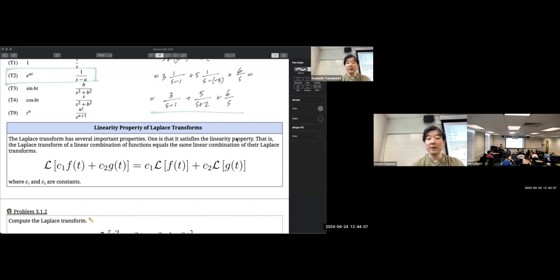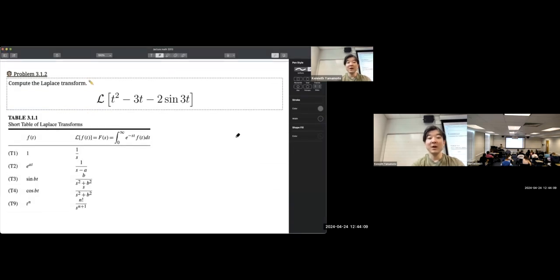Okay. That's fine. So let's do the same thing with this one. This one, again, we're just going to shortcut it. We know due to the linearity of integrals that this is just going to be the Laplace transform of t squared minus, I'm going to pull the 3 out because that would have been a constant in the integration, Laplace transform of t minus 2 times the Laplace transform of sine of 3t.